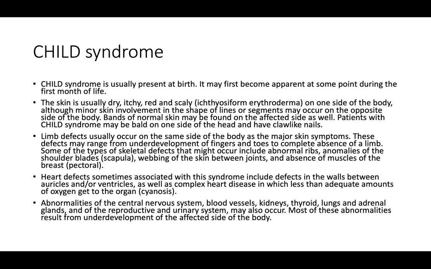Heart defects sometimes associated with this syndrome include defects in the walls between auricles and/or ventricles, as well as complex heart disease in which less than adequate amounts of oxygen get to the organs, leading to cyanosis. Abnormalities of the central nervous system, blood vessels, kidneys, thyroid, lungs, and adrenal glands, and of the reproductive and urinary system may also occur. Most of these abnormalities result from underdevelopment of the affected side of the body.